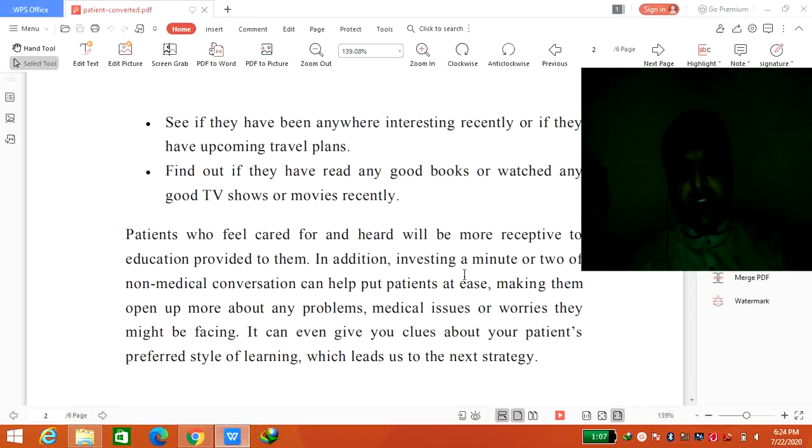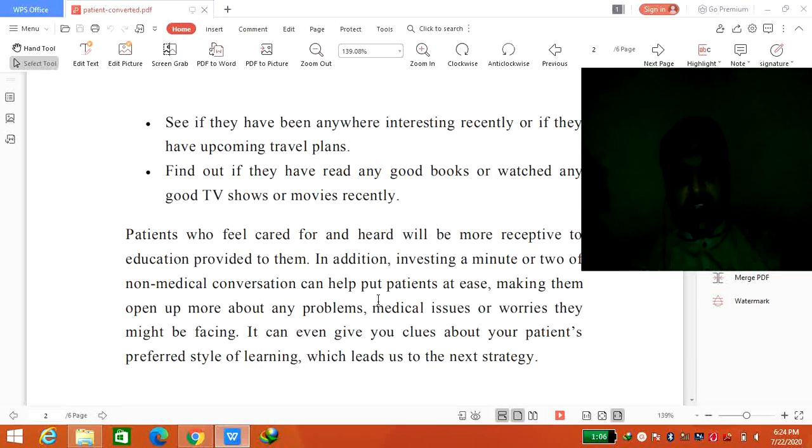In addition, investing a minute or two of non-medical conversation can help put the patient at ease. Of course, this applies to anyone who is the provider, that may be a doctor, maybe a nurse, maybe a pharmacist, or any other related field. So if we give 1 to 2 minutes to general discussion, we put the patient at ease, making them more open about any problems, medical issues or worries they might be facing.